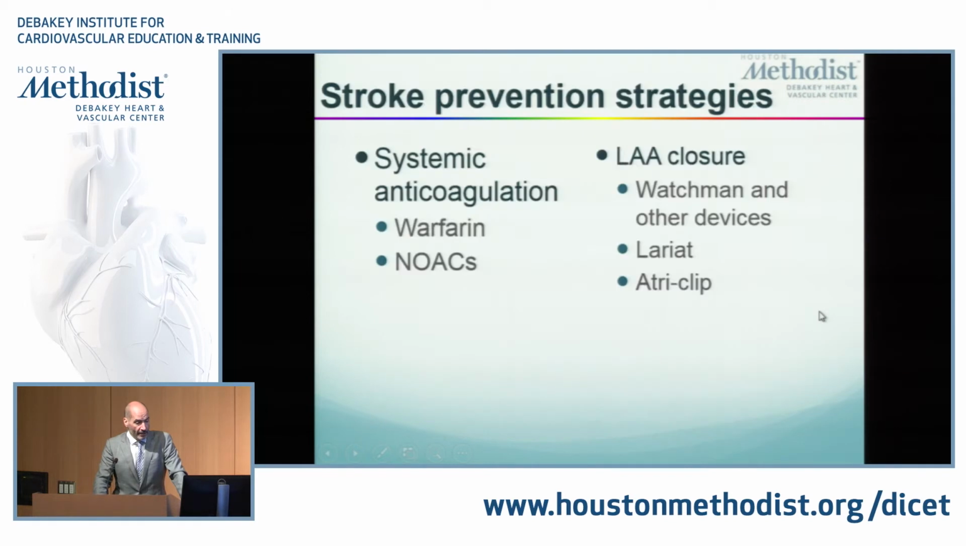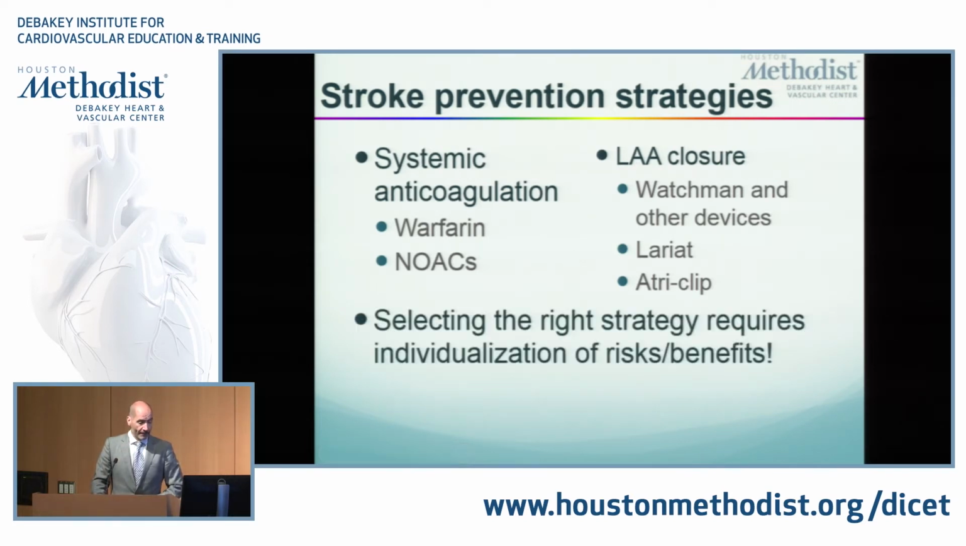So how do we prevent stroke in AFib? Basically, two different categories. One, systemic anticoagulation with either warfarin or the new oral anticoagulants, abbreviated as NOACs, or we can try to close the left atrial appendage. We can put a plug, different kinds of devices, of which I'm going to be focusing only on Watchman, which is the one that's approved. But first, we will have to discuss oral anticoagulation, which is the first talk in your program. Which one you select depends on individualizing the risks and benefits of each of these strategies for each patient.